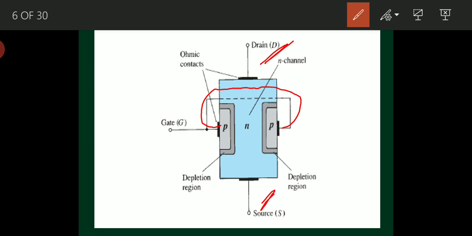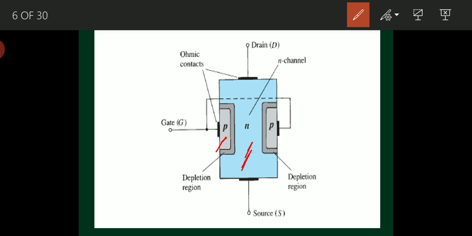So in the absence of any applied potentials to the JFET, the two p-n junctions are under no bias conditions, so you can have a depletion region here. This is a p-type semiconductor material, this is n-type material. In p-type, holes are majority charge carriers and electrons are minority charge carriers. In n-type, electrons are majority charge carriers and holes are minority charge carriers.